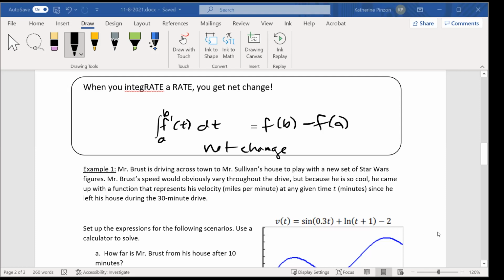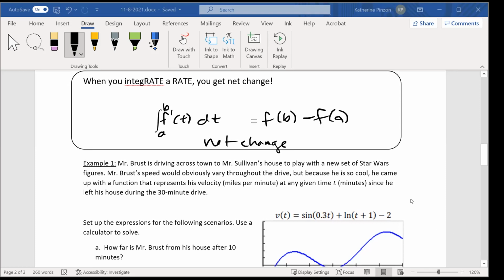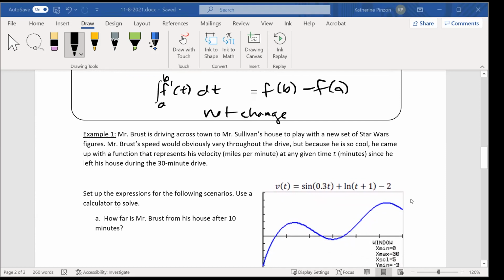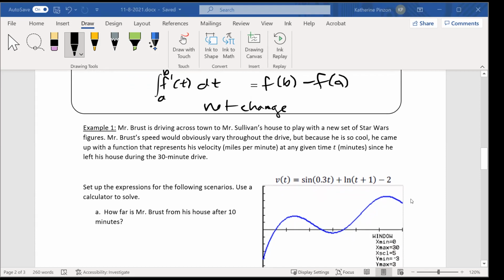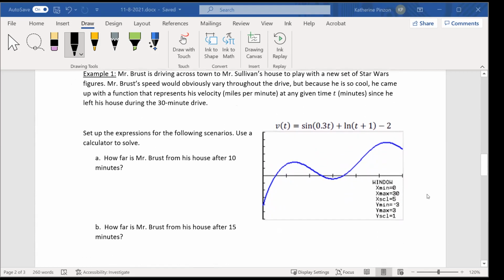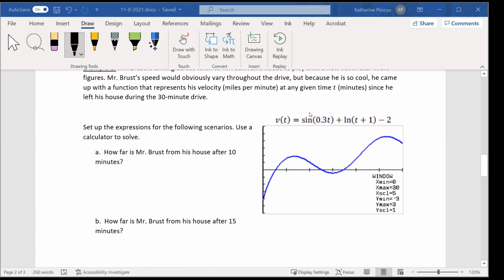So Mr. Brust is driving across town to Mr. Sullivan's house to play with a new set of Star Wars figures. Mr. Brust's speed would obviously vary throughout the drive, but because he's so cool, he came up with a function that represents his velocity, in miles per minute, at any given time t minutes since he left his house during the 30-minute drive. Okay, so here's his velocity function: sine of 0.3t plus natural log of t plus 1 minus 2. That's his velocity function, okay? That tells you how fast he's going.